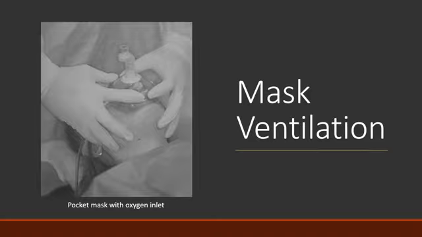Here you can see a pocket mask with oxygen inlet. Some of the cheaper emergency kits may have these, or you may see these if you're out in the community. Basically, it has a little inlet that you can breathe into to force air, and there's a little built-in one-way valve as well that allows you to push air through the mask into the patient's lungs and allow them to be ventilated that way.